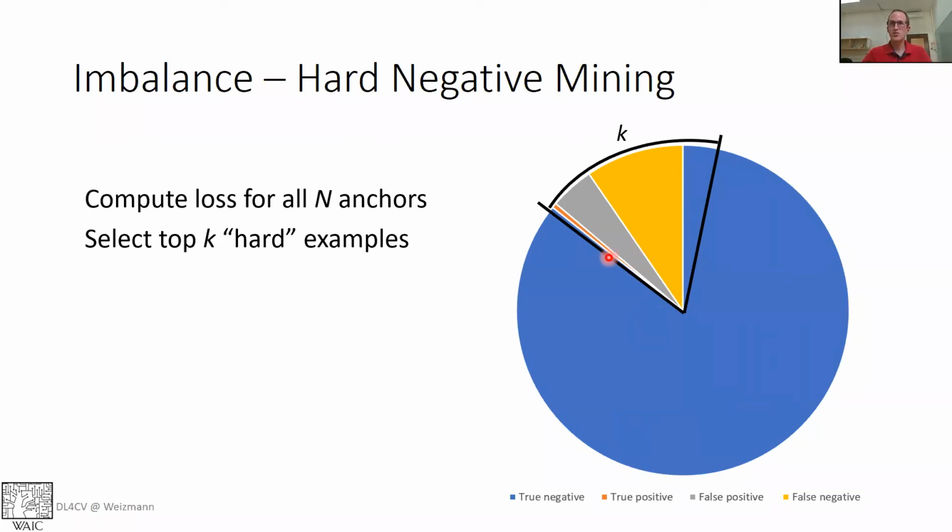And now we restore the balance in some sense, and we can optimize the network. Now the network sees a balanced data set, and it will not be able to predict only background. It will have to make informative decisions about foreground and background. Any questions about hard negative mining?